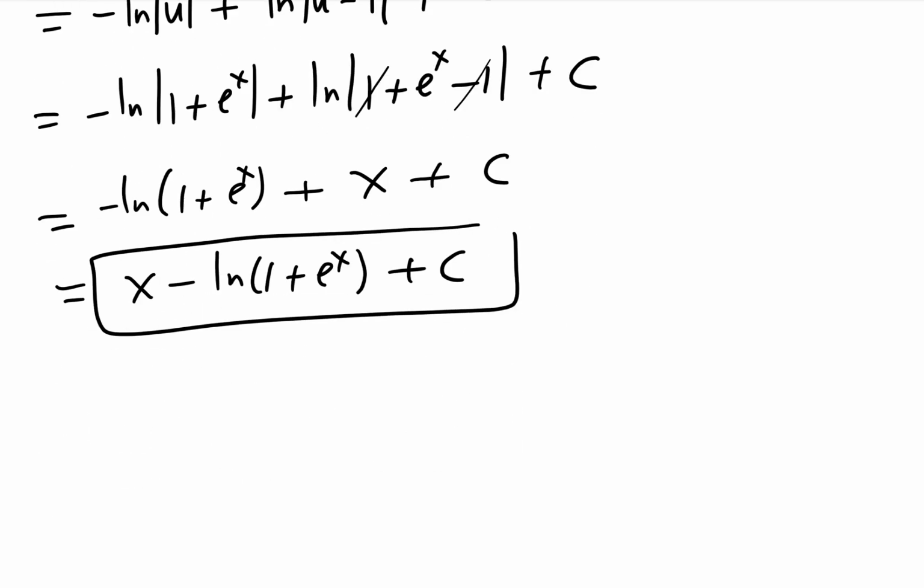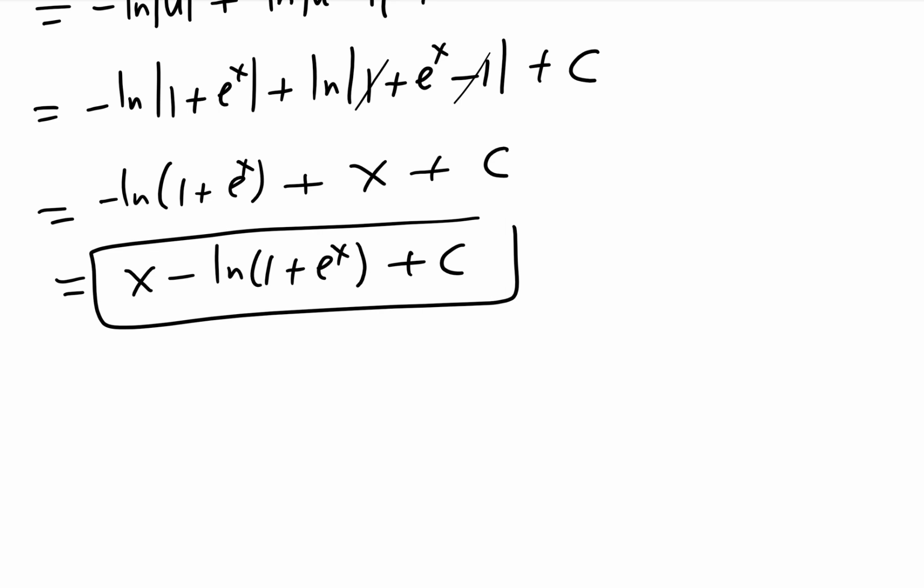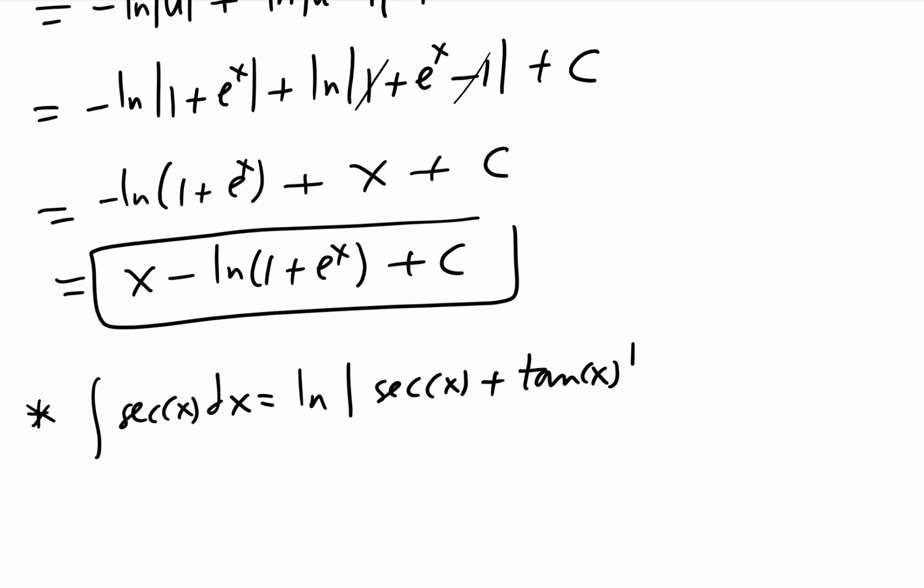Before we do number 8, we are going to look at the integral. Last time we showed you how to prove the integral of secant x. It was natural log of absolute value of secant plus tan. Okay, that's what we did last time. Now, how about cosecant x? What is that going to be?